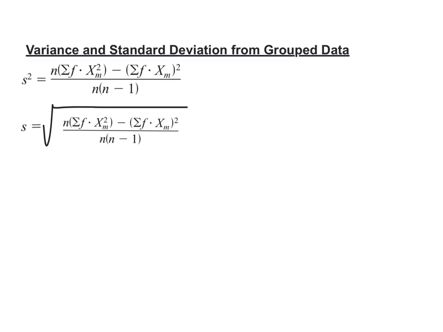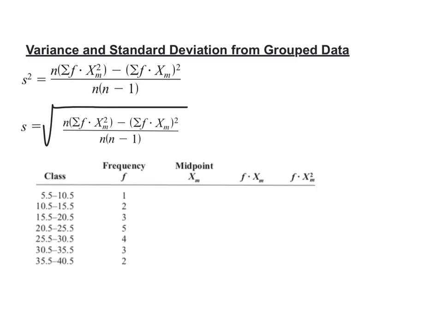All right, so here's a data set. You'll want to write this down, okay? And notice the table, how it's set up. We've got our classes, we've got our frequency, we've got our midpoint, we have the frequency times the midpoint, and then we have the frequency times the midpoint squared. This table is critical to finding the variance and standard deviation, and it will help you keep things organized.